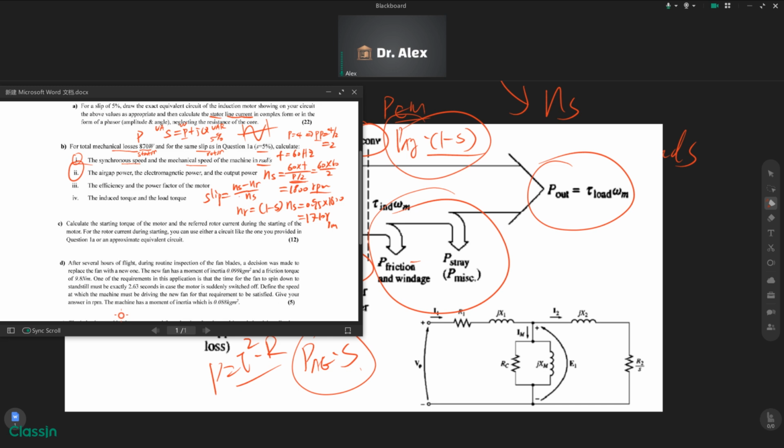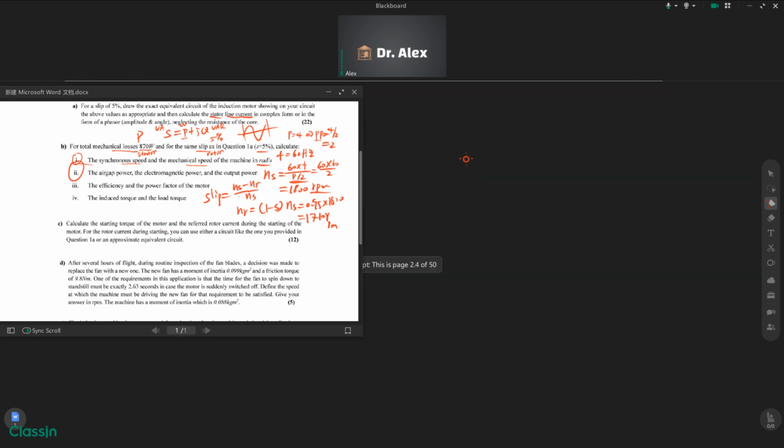So let's get back to our question. First of all, we need to calculate the air gap power. We know the value of S equals V times I. However, the real value of S equals V times the conjugate of the current, but that's another story.